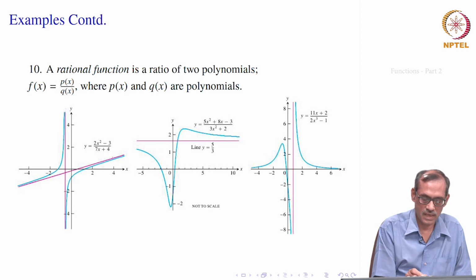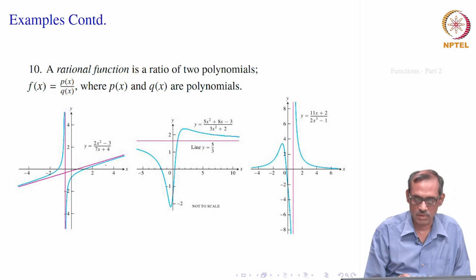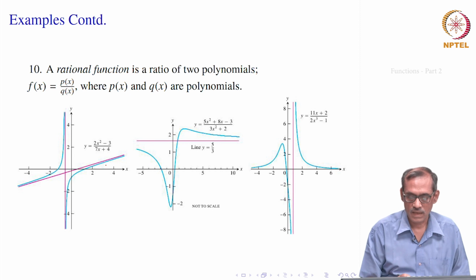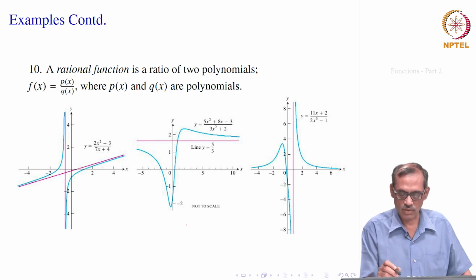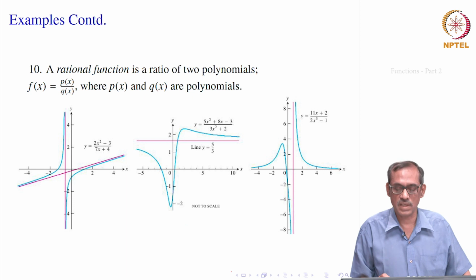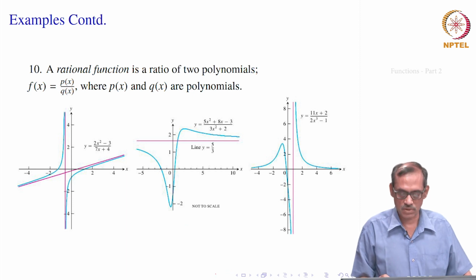So, finding the asymptotes or where the straight line meets the curve will give some idea about the shape of the curve. Let us look at the second one, y equal to 5 x square plus 8 x minus 3 divided by 3 x square plus 2.